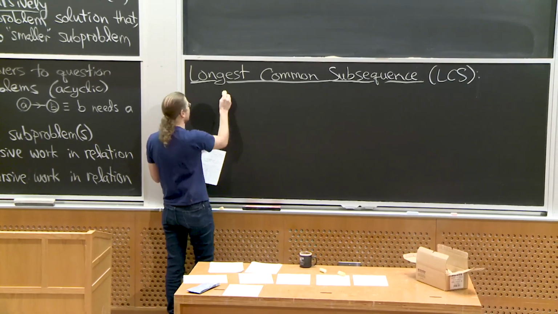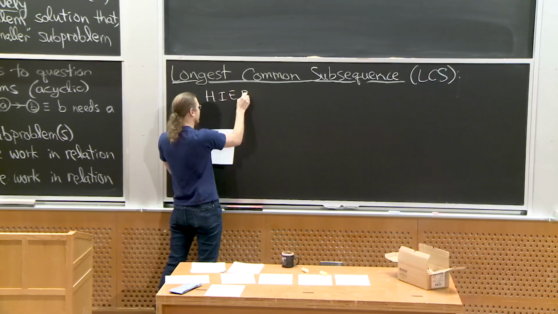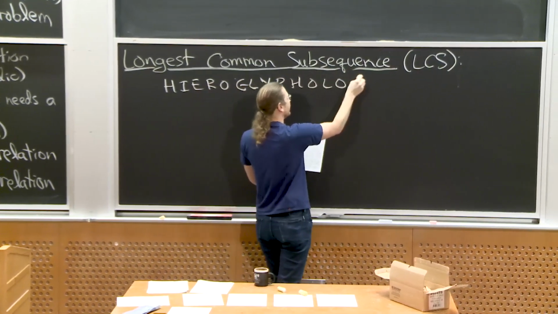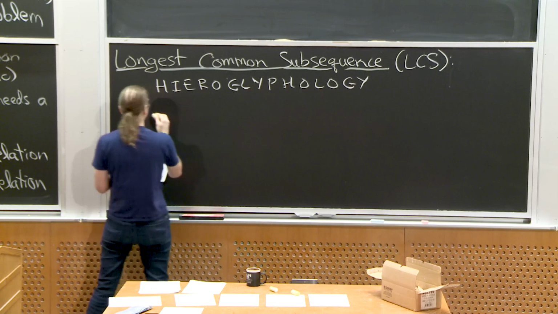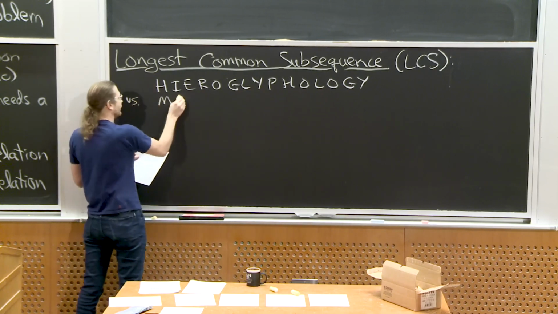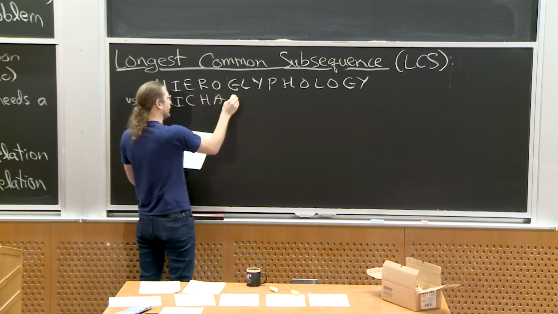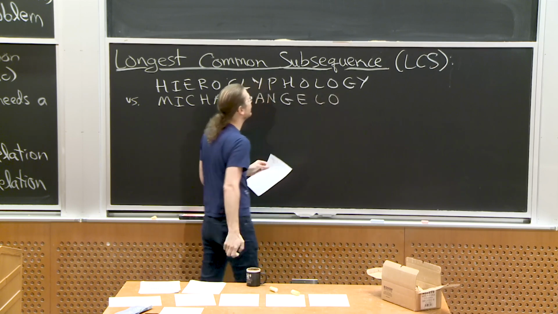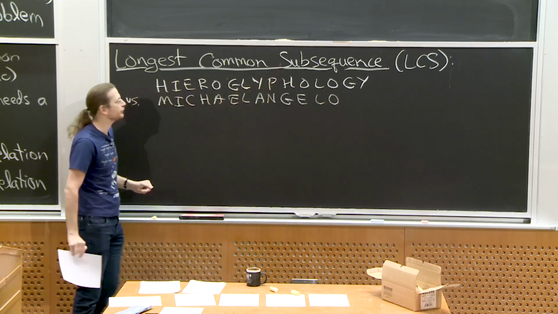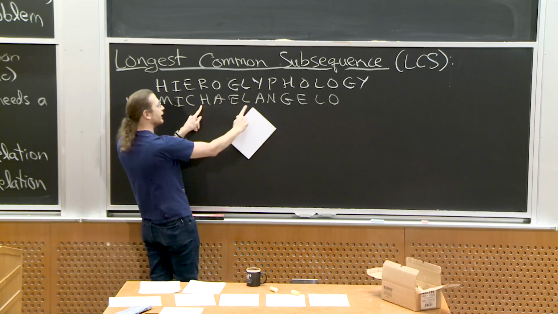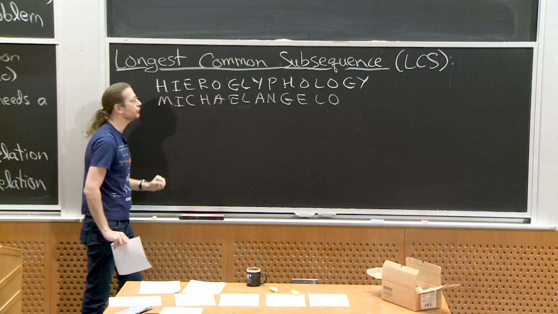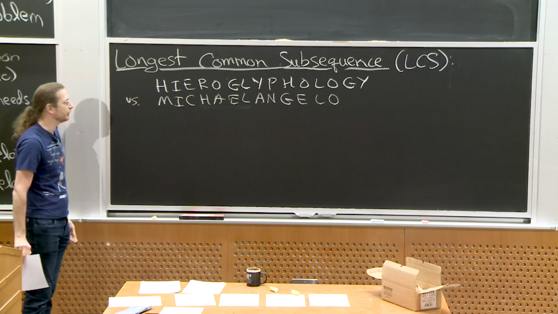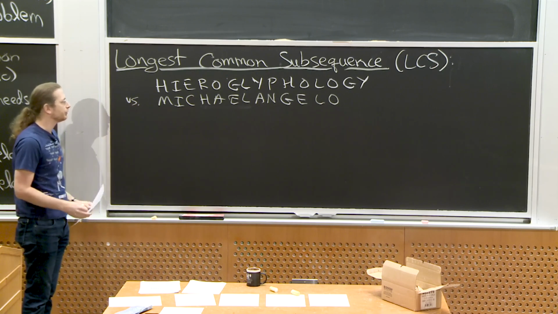So for example, it could be a sequence of letters. My first sequence spells hieroglyphology, study of hieroglyphs. And the second sequence spells Michelangelo. And what I'd like is a subsequence. So remember, a substring has to be some continuous range, some interval. For a subsequence, you can take any subset of the letters in your sequence, or any subset of the items in your sequence. So you can have blanks in between. You can skip over items.